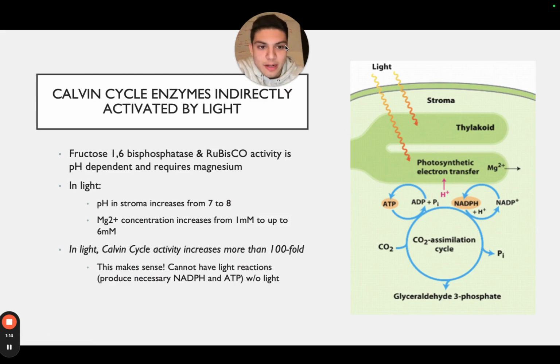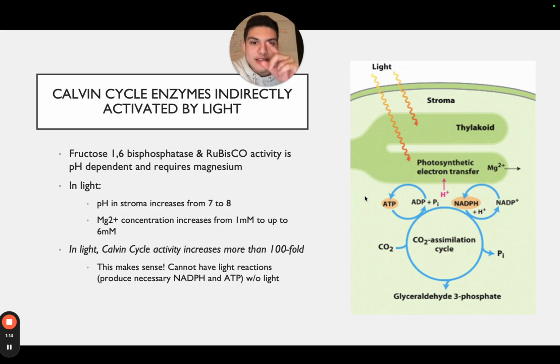So one thing I want to reiterate is the interplay between the light-dependent reactions and the light-independent reactions, so photosynthesis and the Calvin cycle, is that the Calvin cycle is indirectly activated by light. Why is this? Because the pH in the stroma increases from 7 to 8. In Rubisco, you remember we talked about the enzyme optimal activity? Well, Rubisco's optimal activity is at pH 8.